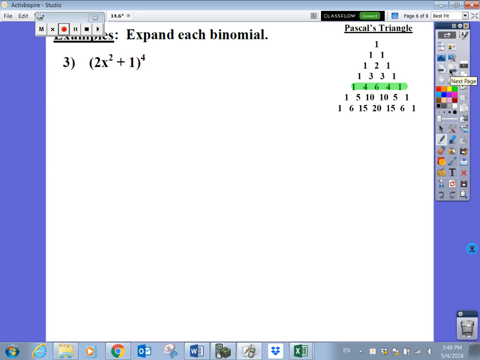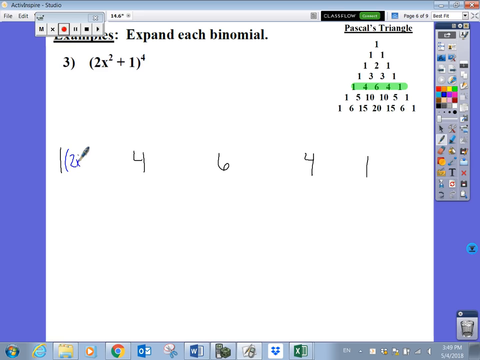All right, to the 4th. So we look at row number 5. So row number 5, we have a 1, a 4, a 6, a 4, and a 1. And if you want to do all the first terms and then go to the second term, you can do that also. Again, the parentheses are important here.